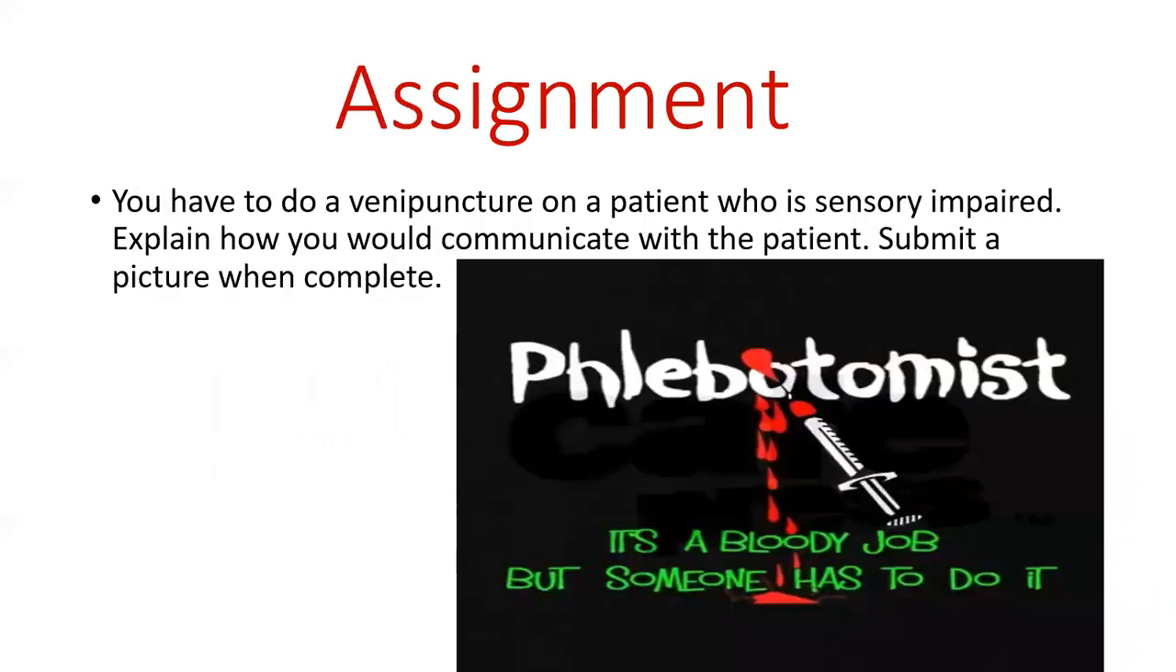So we're going to stop there, and your assignment will be to complete this scenario. You have to do a venipuncture on a patient who's sensory impaired. Explain to me how you would communicate with that patient.